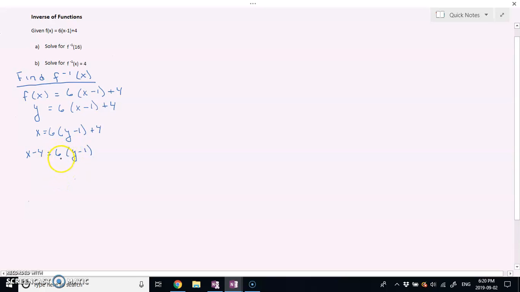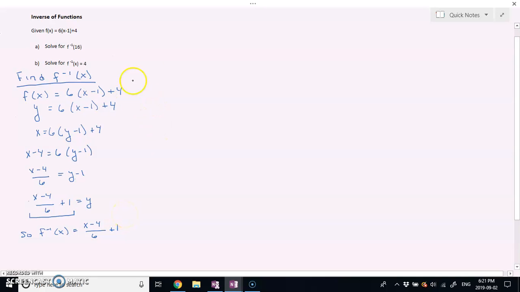We'll divide everything by 6 to get rid of this. So we'll have x minus 4 divided by 6 equals y minus 1. And finally, we'll add 1 to both sides. So x minus 4 over 6 plus 1 equals y. Now that we've isolated for y, this part is our f inverse of x. So f inverse of x equals x minus 4 over 6 plus 1.